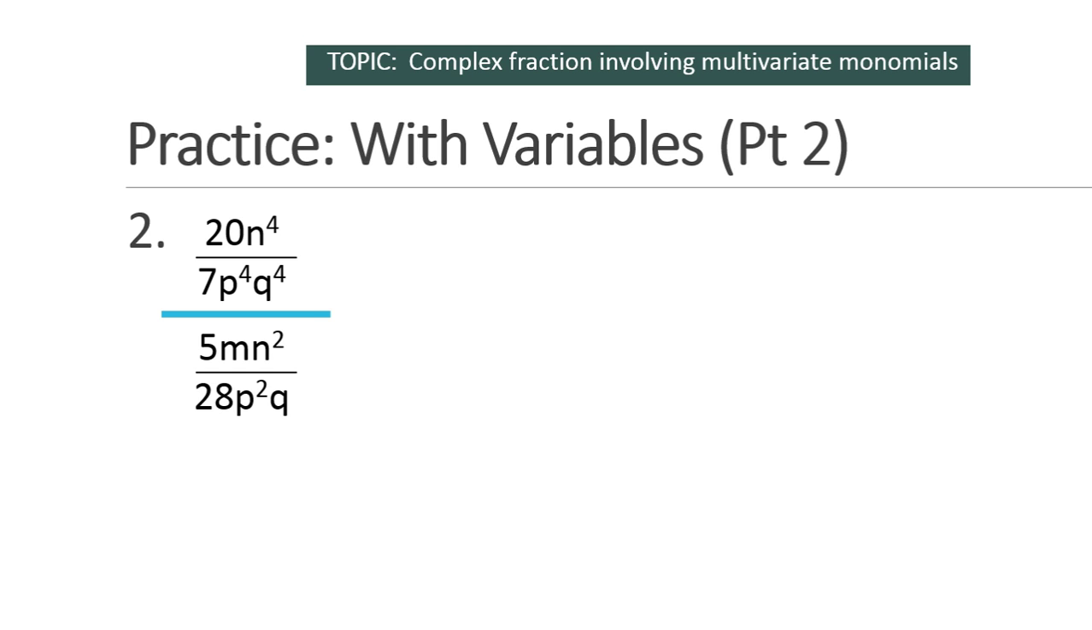Okay, now that you're done, let's go over this. So I'm just going to flip it right away just to save space. So 20n to the fourth over 7p to the fourth q to the fourth, times, and again I just flip it, 28p squared q over 5m n squared. Okay?